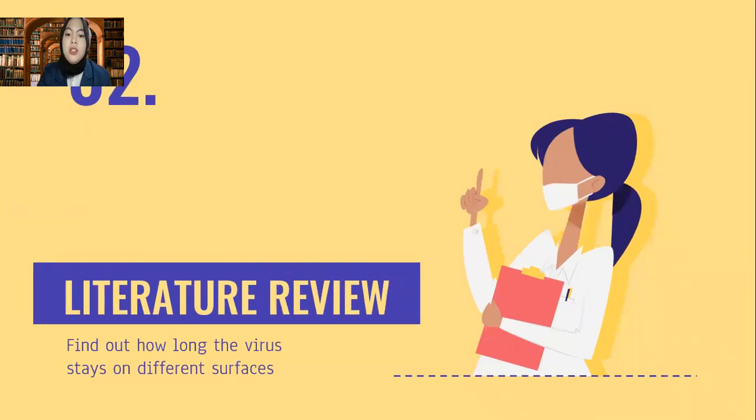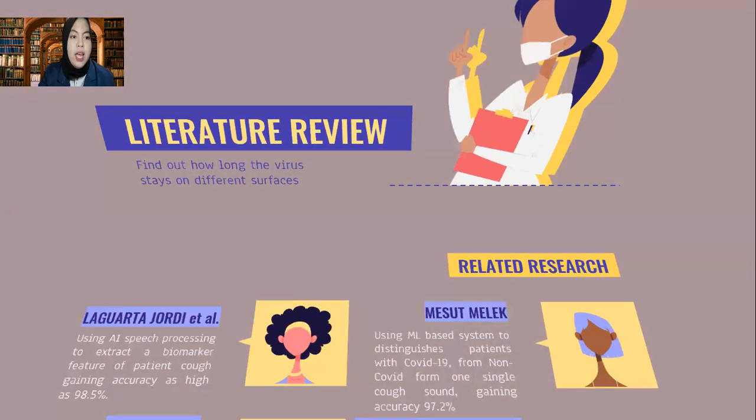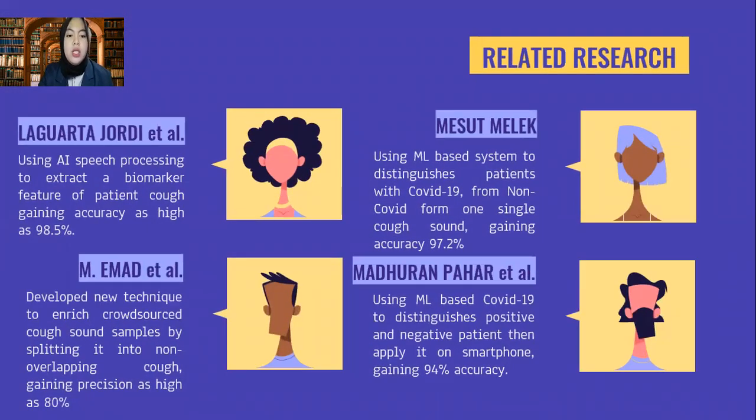And number two is the literature review. First, we have related research, which contains some previous research in the same field as this thesis, mainly talking about how AI contributes in speech processing and how much accuracy they gain. Some of them even use machine learning to distinguish COVID positive and negative from smartphone recordings, like what Matt Khairun and friends did.